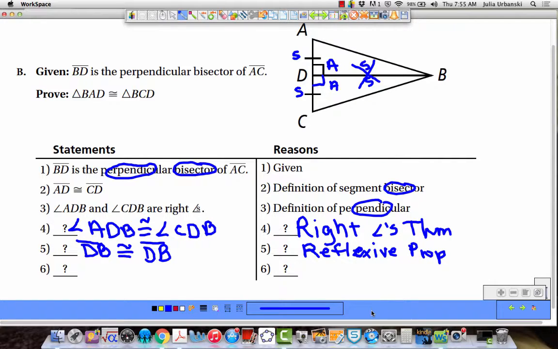Now we're down to the last step. They already told us what they want us to do. Triangle BAD is congruent to triangle BCD. But you have to give the reason now. Look at the picture, and the picture tells you the reason. Look at where your S's are. Look at where the A is. Look at where the S's are. What would that reason be?